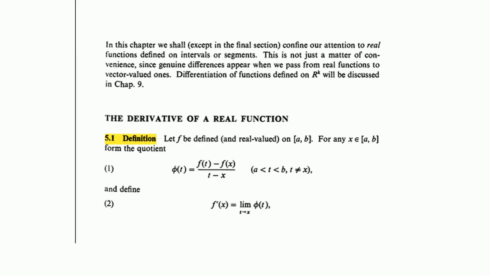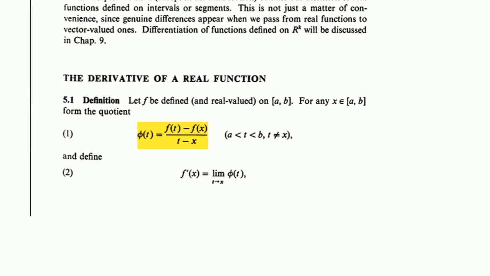Look at definition 5.1. First, he establishes the difference quotient in equation 1, representing the slope between 2 separate points. Then, in equation 2, he takes the limit of that quotient as the distance between the points approaches 0. If that limit exists, it defines the derivative at that specific point.